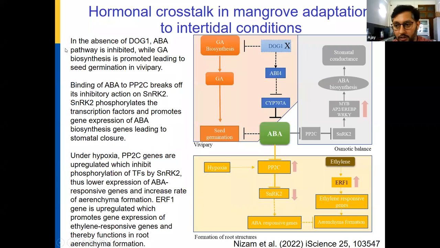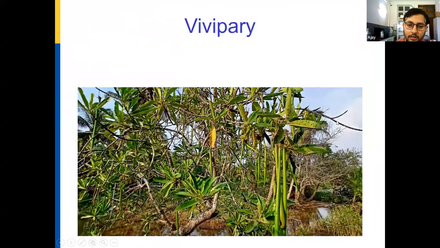Now you have this hormonal crosstalk in all these different adaptations. First is this: in the absence of DOG1, the ABA pathway is inhibited while GA biosynthesis is promoted. That leads to the formation of this viviparity, meaning seed germination. And on the right side, you can see the binding of ABA to PP2C breaks off its inhibitory role on SNRK2, which is another gene. And then SNRK2 phosphorylates transcription factors like MYB, ABI2, and others. Their upregulation takes place, which results in ABA biosynthesis, and then that will lead to stomatal closure during osmotic balance. That's what we discussed here.